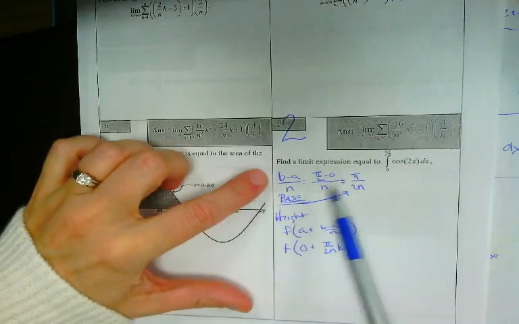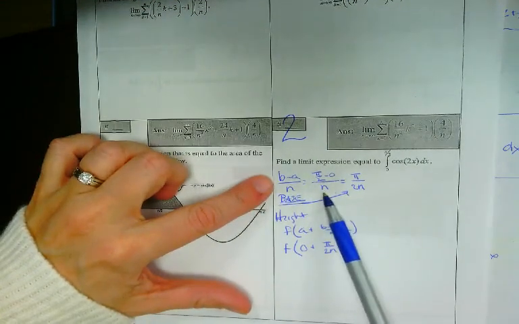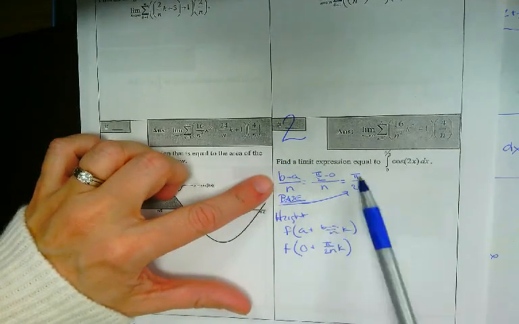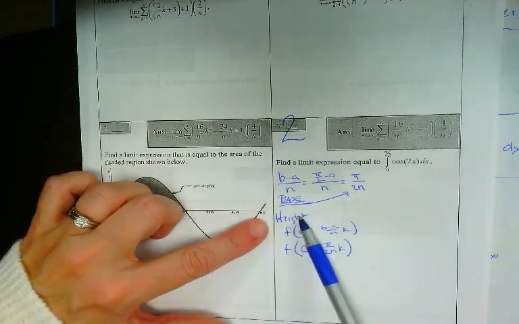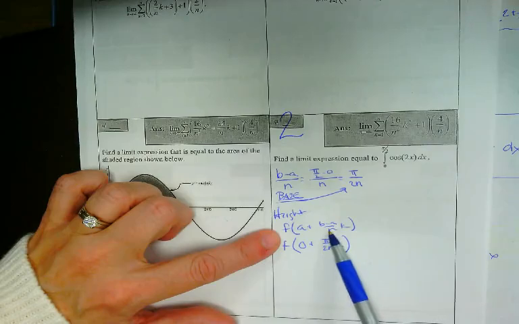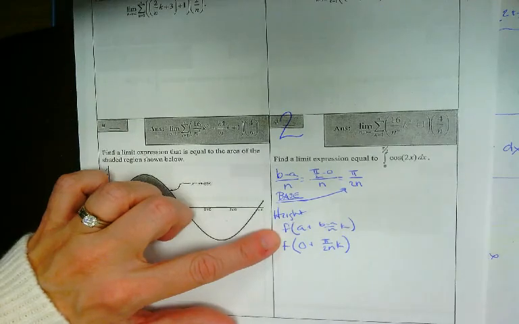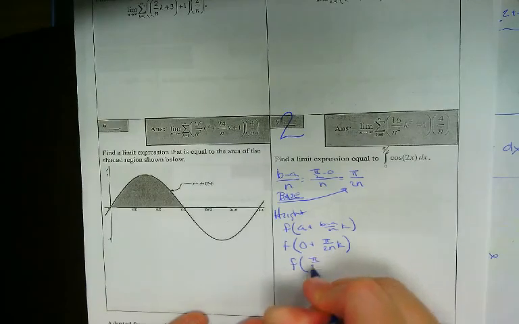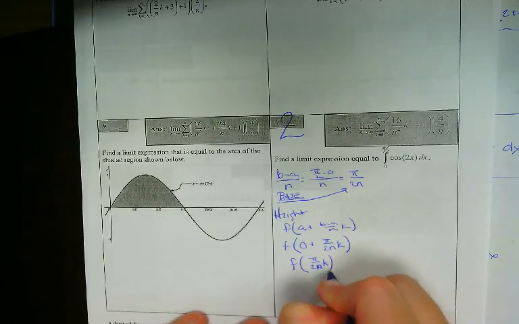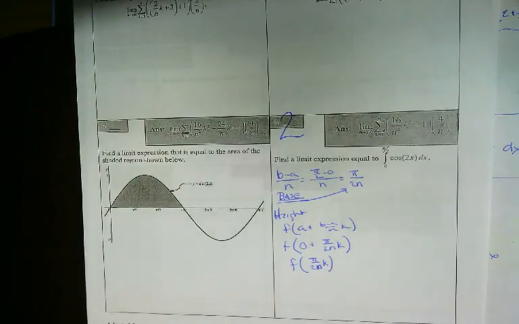So I got a base, I said pi over 2 minus 0 over n, or I just multiplied the top and bottom by 2, so I had pi over 2n. And then my height is f of a plus the change in the width times k. So I'm saying I'm going to find f of pi over 2n times k. And then put it all together in that limit notation.